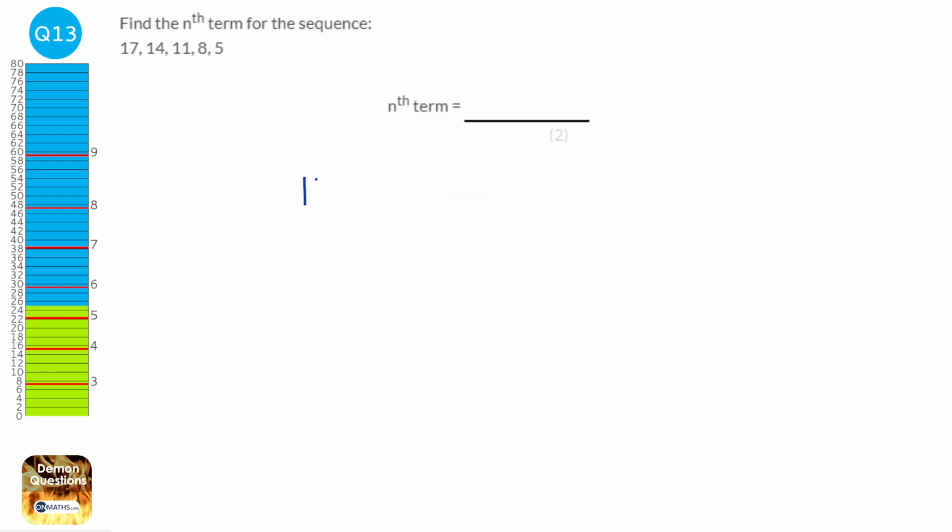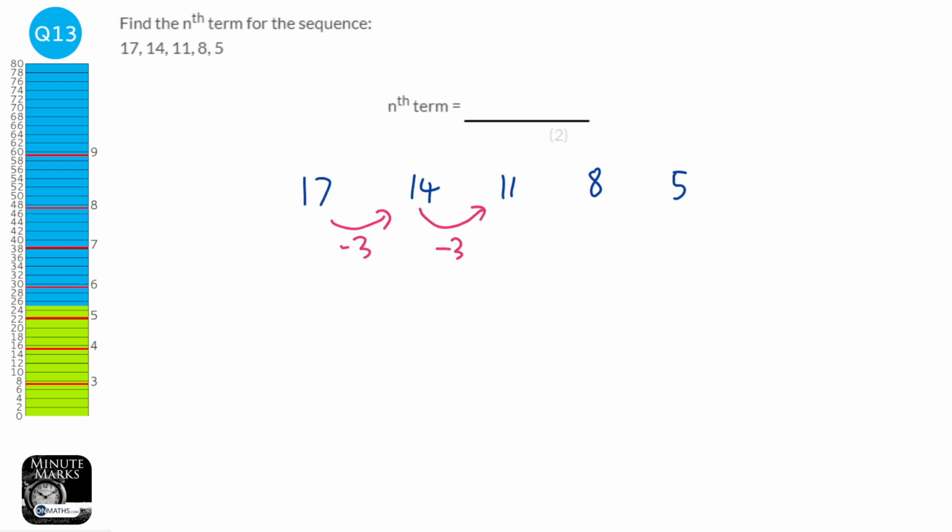So let's write these numbers out. And the first thing to do is work out what the numbers are going up by. So they're going up by minus 3, because they're minusing 3 each time.